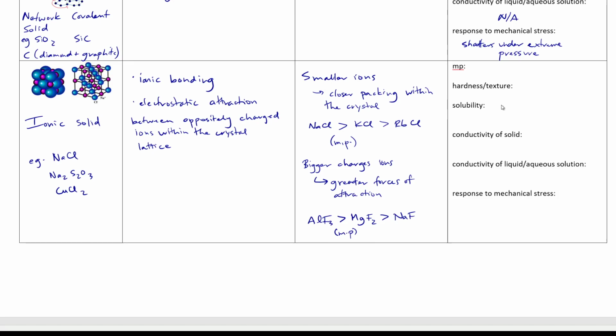So if we look in general, what are the melting points of ionic solids? Well, the melting points tend to be pretty high. The hardness is hard, but it is, however, brittle, which means it will shatter. Okay. The solubility is most dissolve in water.